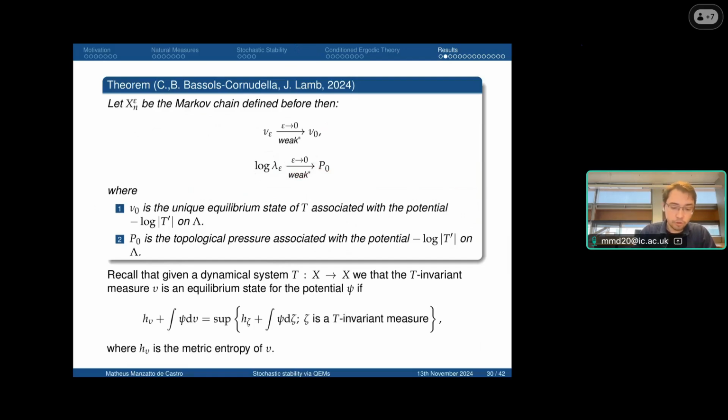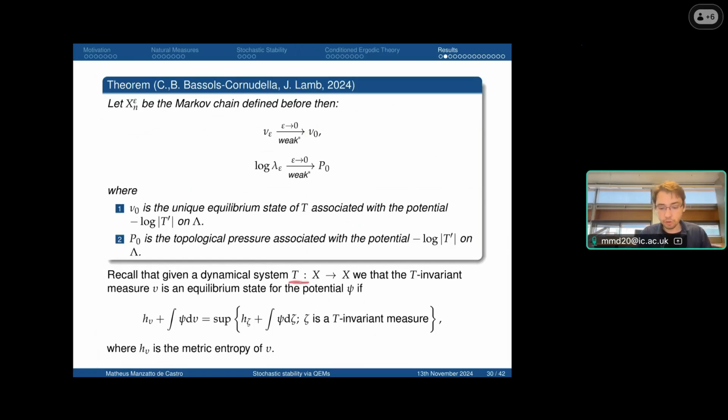Okay, so mu0 will be the unique equilibrium state associated to the map T, associated to this potential on the repeller. So if you look to the thermodynamic formalism theory, we can completely characterize this measure. And here I briefly recall what is an equilibrium state.